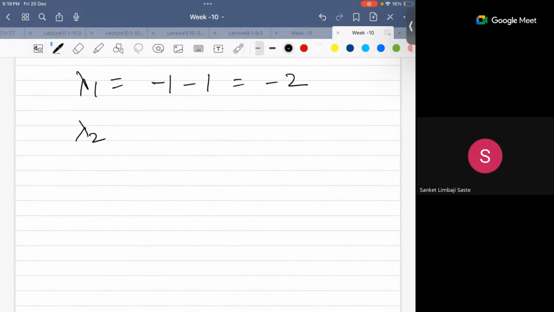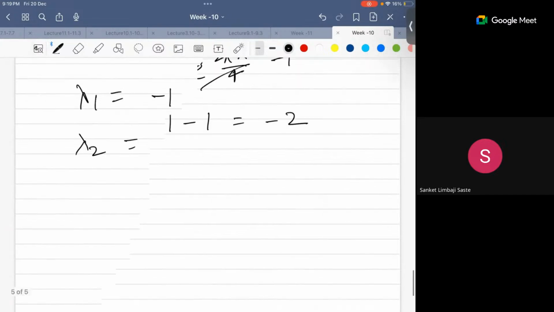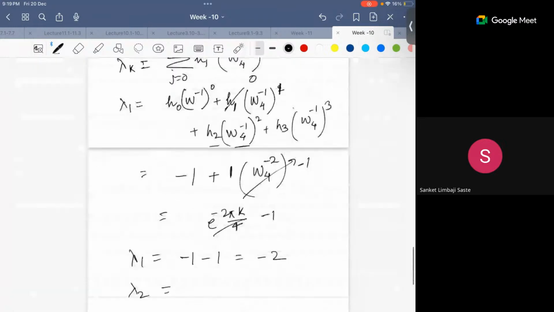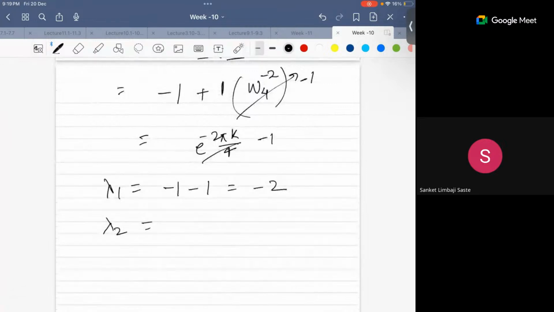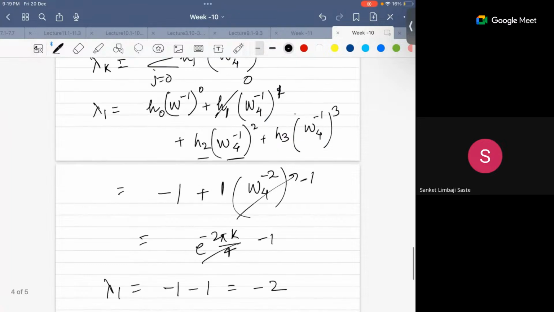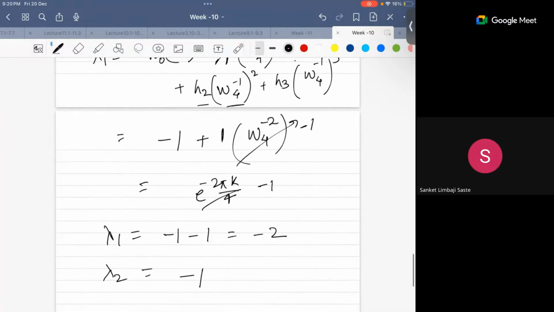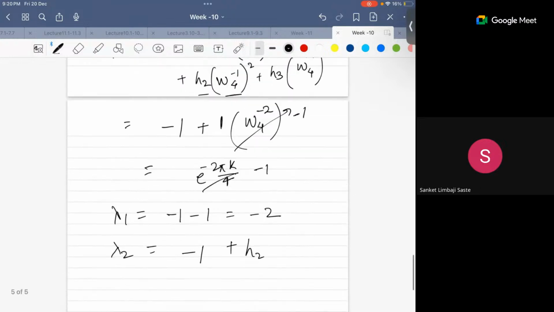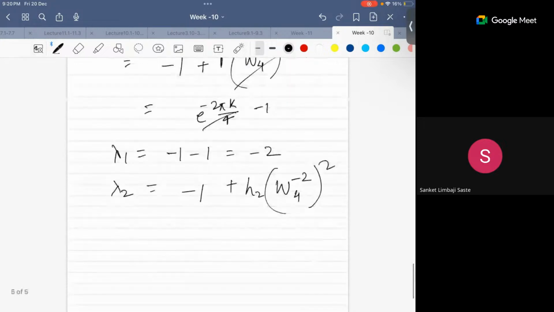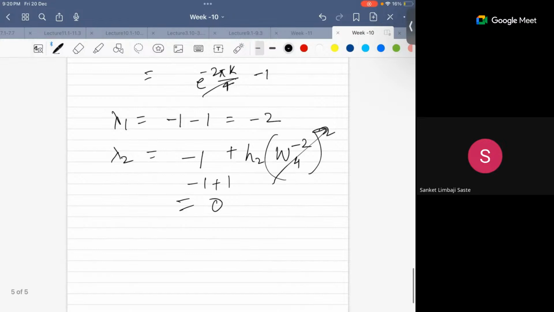Similarly, you can calculate lambda 2. Because h1 and h3 are 0, you are left with just minus 1 plus h2 times omega to the power 4, which is 1. So this will be minus 1 plus 1, that is 0.